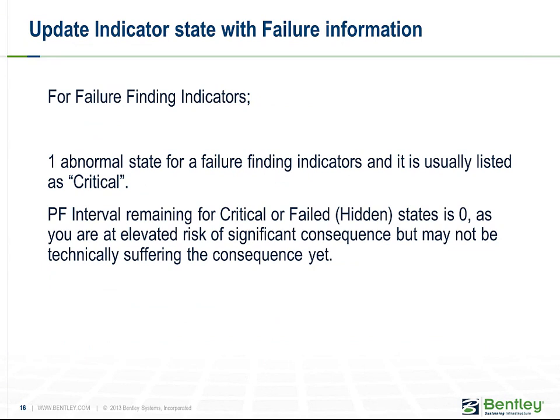There is generally only one abnormal state for a failure finding indicator. It is usually listed as critical. PDAF interval remaining for these is logically 0. Some clients create a new state type called failed, so as not to give people the illusion of having some buffer time left. Therefore, PDAF interval remaining for critical or failed hidden states is 0, as you are at elevated risk of significant consequence, but may not be technically suffering the consequence yet.